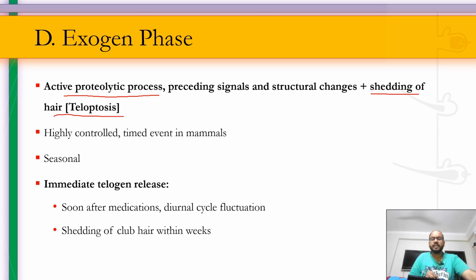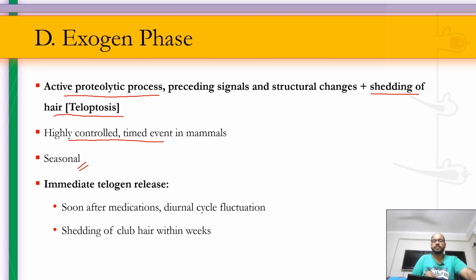Okay. It is a highly controlled timed event in mammals. So in mammals, exogen phases occur in a timely manner. It can also occur seasonally, and that is true for other animals, not for humans. In fact, in humans, we also have shedding of hair more in certain seasons. But in animals like mice, you have seasonal loss of hair. Animals like the Bactrian camel, which is an example, I think, in Fitz or Rooks, and other animals, like llamas and all those animals which Westerners have studied, it's seasonal.